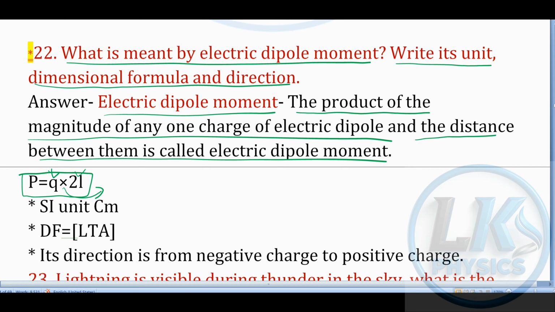Its SI unit is Coulomb meter, that is, unit of charge is Coulomb and unit of distance 2L is meter. Its dimensional formula is LTA. The dimensional formula for charge is AT and for distance is L. You can write ATL or LTA for dimensional formula. Its direction is from negative to positive charge.